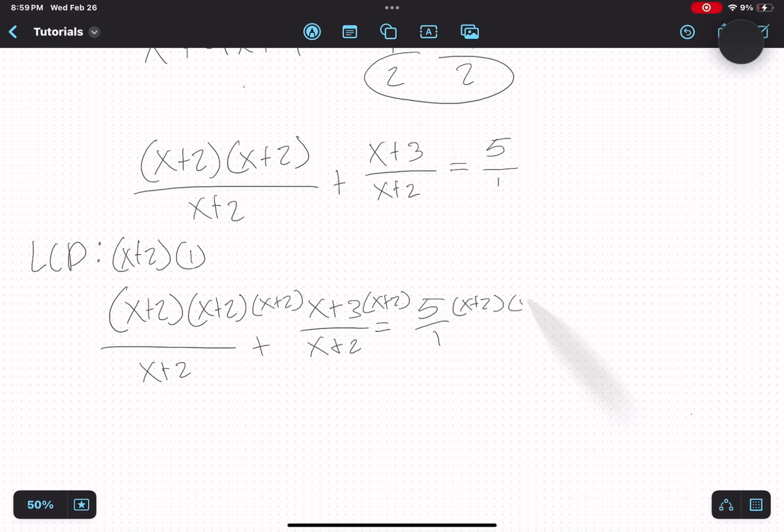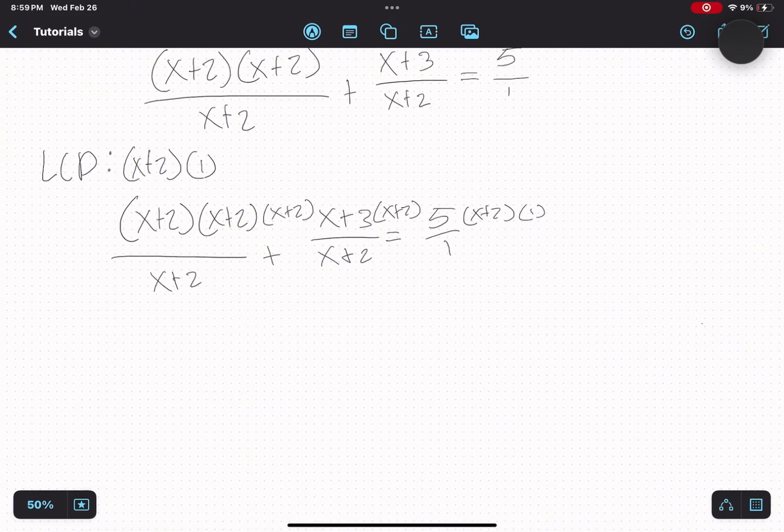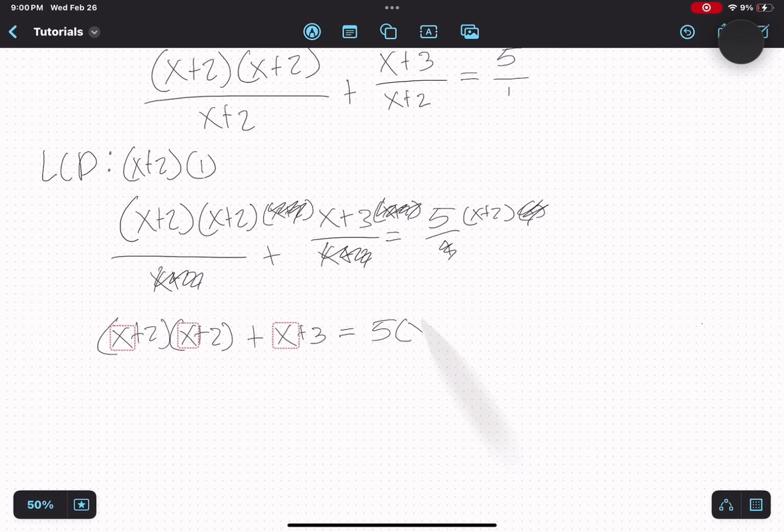And here we have this 1, but since I put that fraction, you will only put the 1 for the 5. Now our goal here is to completely eliminate any denominator. So here, unlike addition and subtracting rational functions, we will cancel. So we're going to cancel out our 1 and cancel out our x plus 2 from both fractions. And so here, we have x plus 2 times x plus 2 plus x plus 3 is equal to 5 times x plus 2.